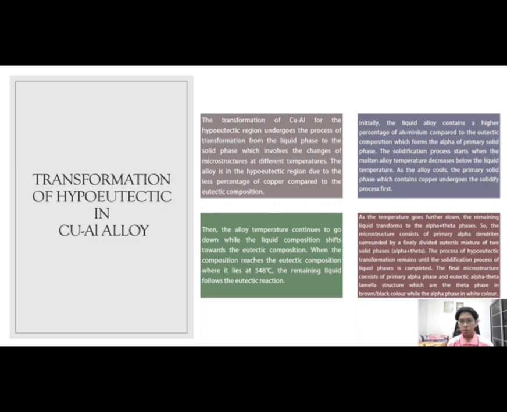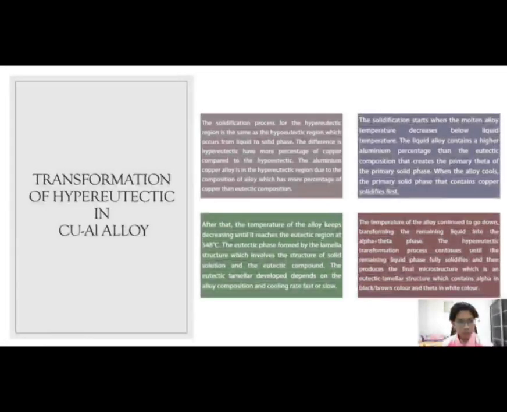The final microstructure consists of primary alpha phase and eutectic alpha and theta lamellar structure, with the theta phase in brown or black color, while the alpha phase is in white color. Alright, next I will explain the transformation of hypereutectic during the solidification process in aluminium copper alloy.